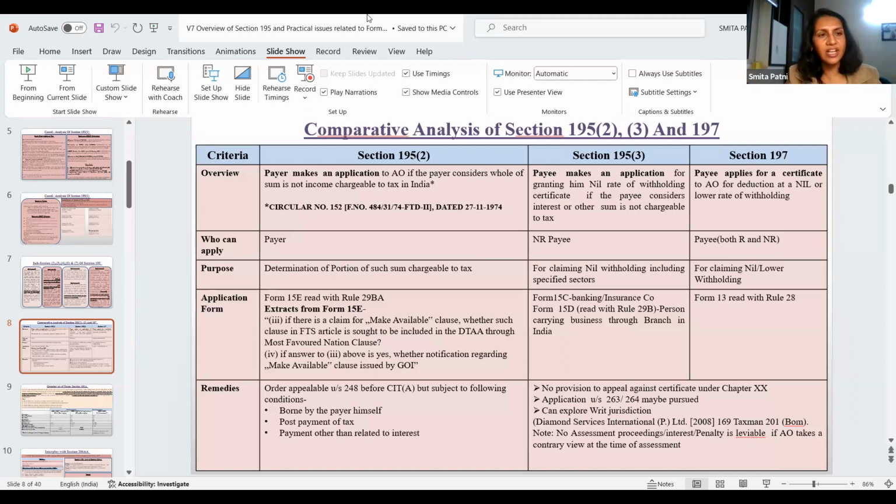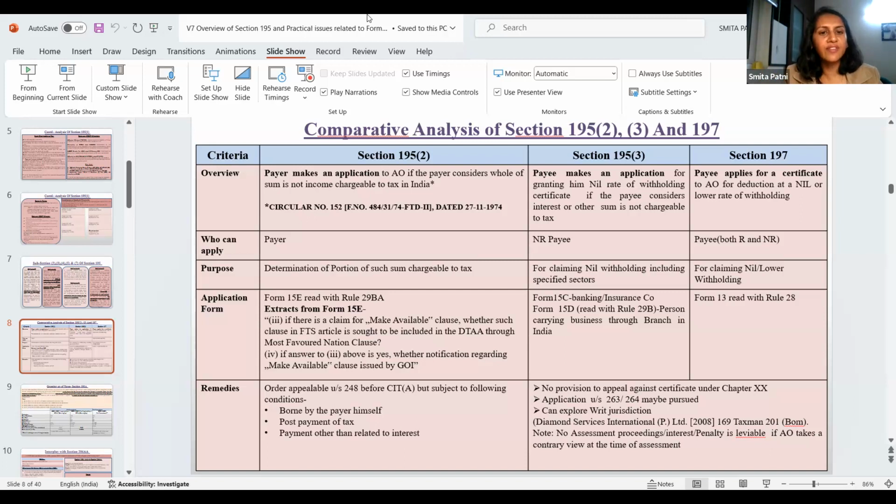Generally we go with 197. Form 13 is filed with this. It goes for a nil rate or a lower withholding rate. The rate is to be determined by the AO. So 195(2) is an order issued by the assessing officer. 195(3) is a certificate issued by the AO, and 197 is also a certificate.